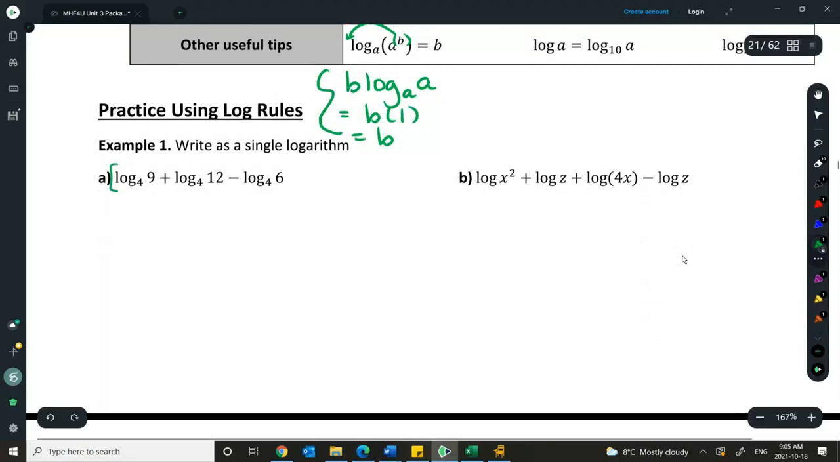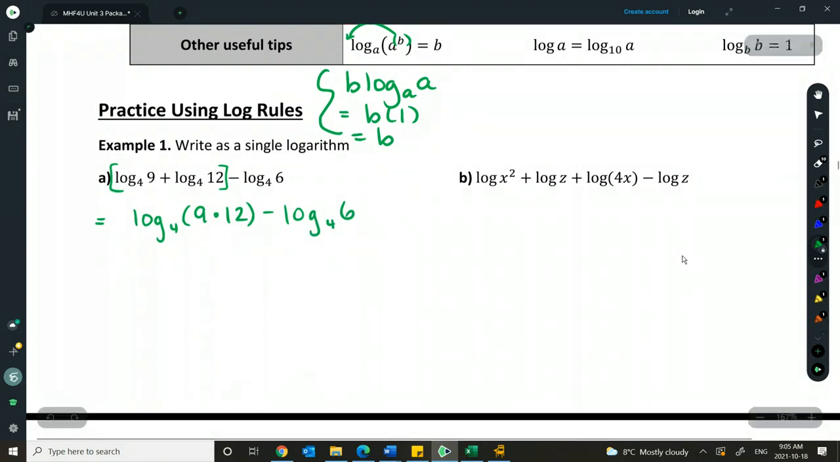So if I have, let's start with this. If I have the sum of two logarithms, sums become products. So I can express log base 4 of these two things by doing the product of 9 times 12. So sums become products. And subtractions of two logarithms with the same base become divisions. So I will have log base 4 of 9 times 12.